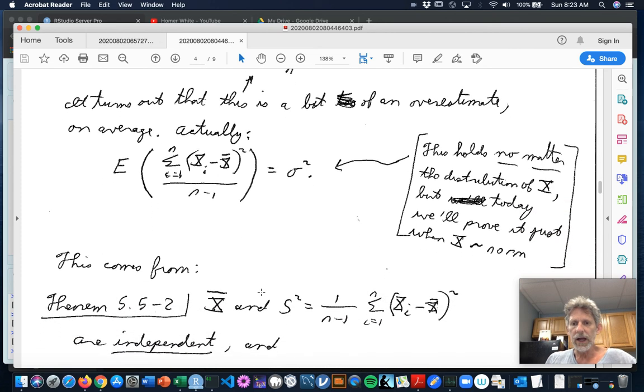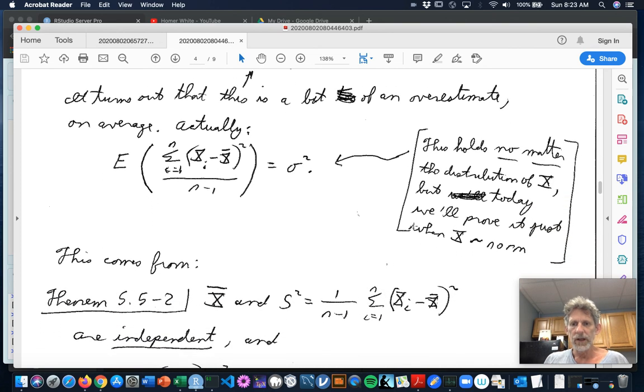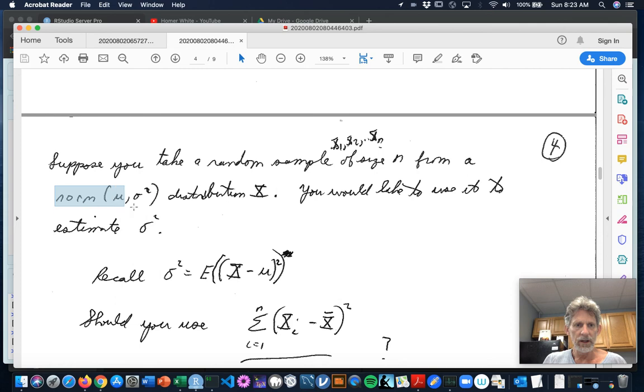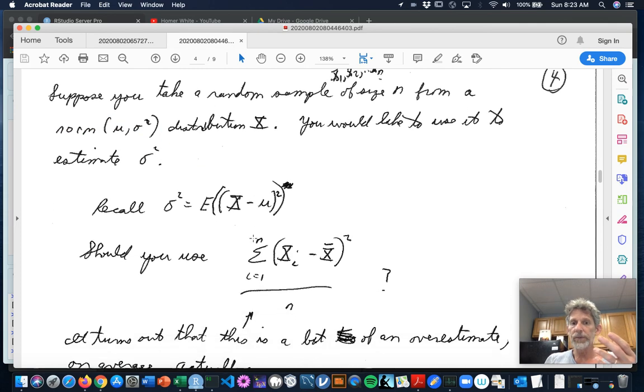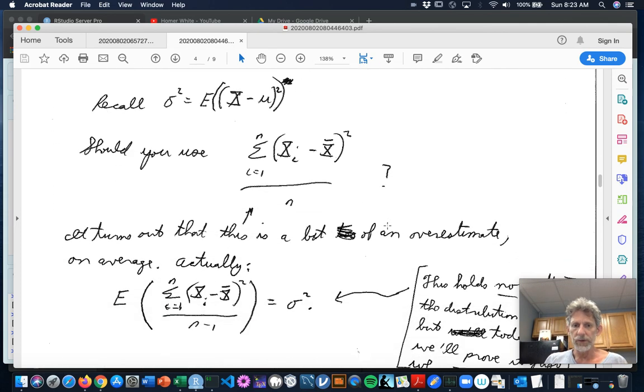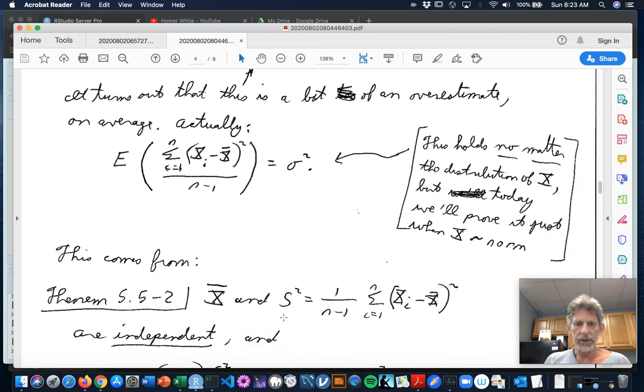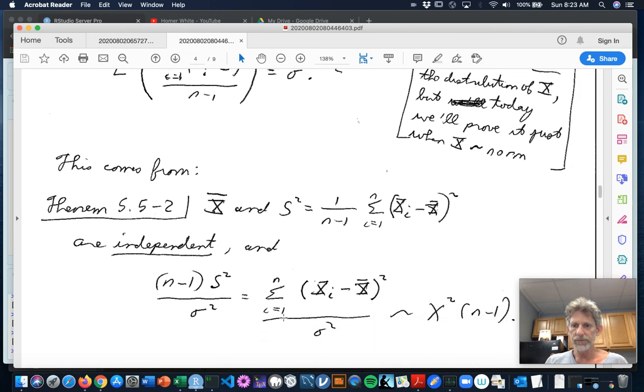Instead, I'm going to look at how the book treats this. They're going to make the extra assumption that X is normal, okay, which is what we're doing up here, and they'll learn a little bit more about this estimator quantity with that extra assumption. So here's the book's theorem.